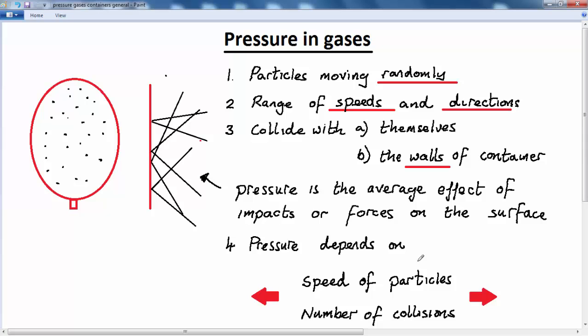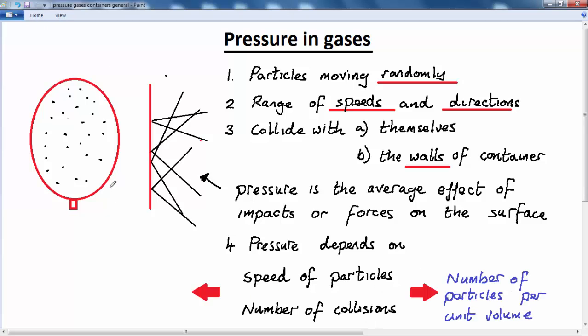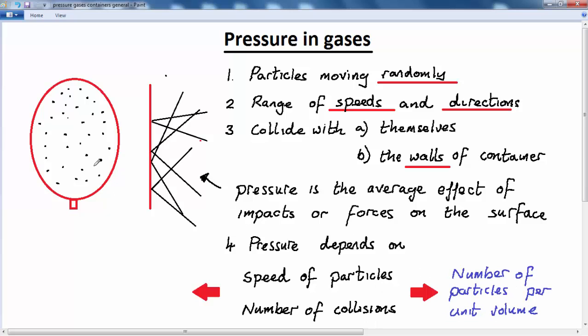First of all, it depends upon the number of particles that are present in a given unit volume. So as you increase the number of particles inside the balloon, that's to say you're increasing the number of particles per unit volume, you know that the pressure in the balloon will increase.